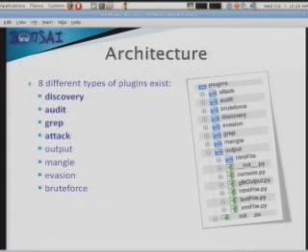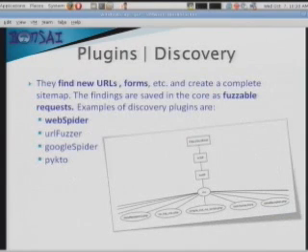We have 8 different types of plugins. We have the discovery plugins, which are going to find the URLs. Audit is going to find the vulnerabilities, and the rest we are going to see now. So the discovery plugins.